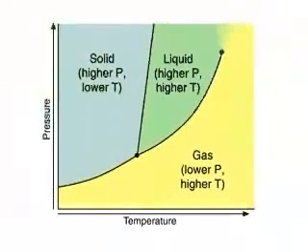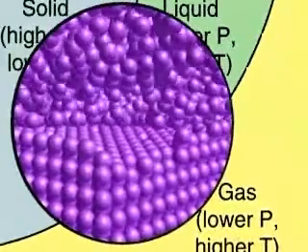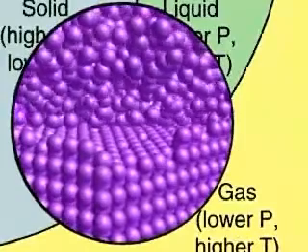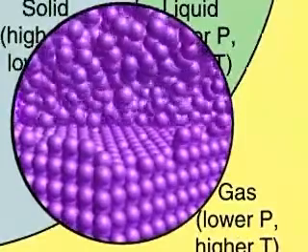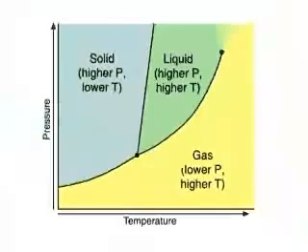At any point along the solid-liquid line, the phases are in equilibrium. Melting and freezing are occurring at the same rate. In other words, the same number of particles are moving from the solid to the liquid per unit time as are moving from the liquid to the solid.